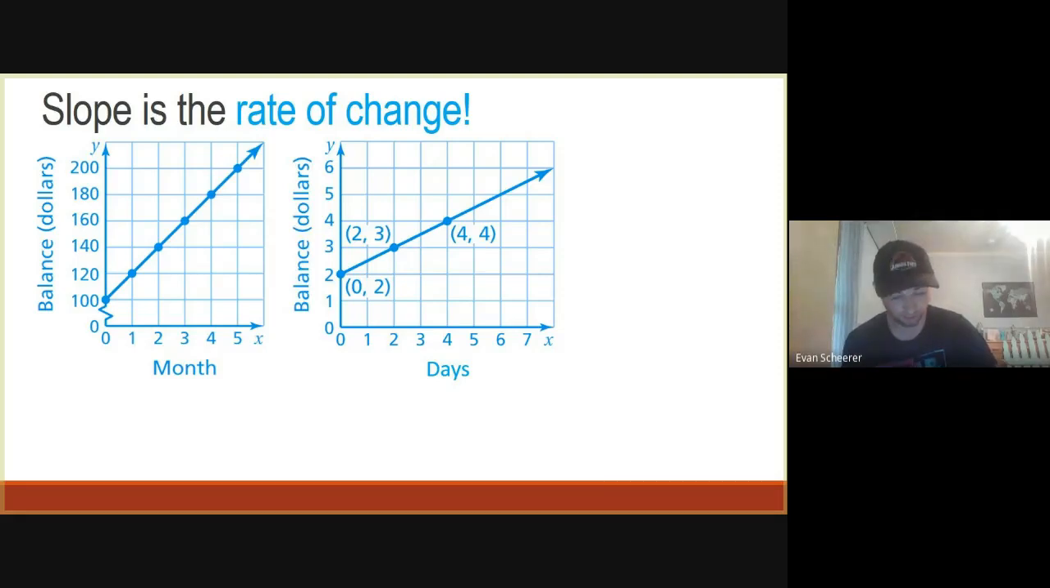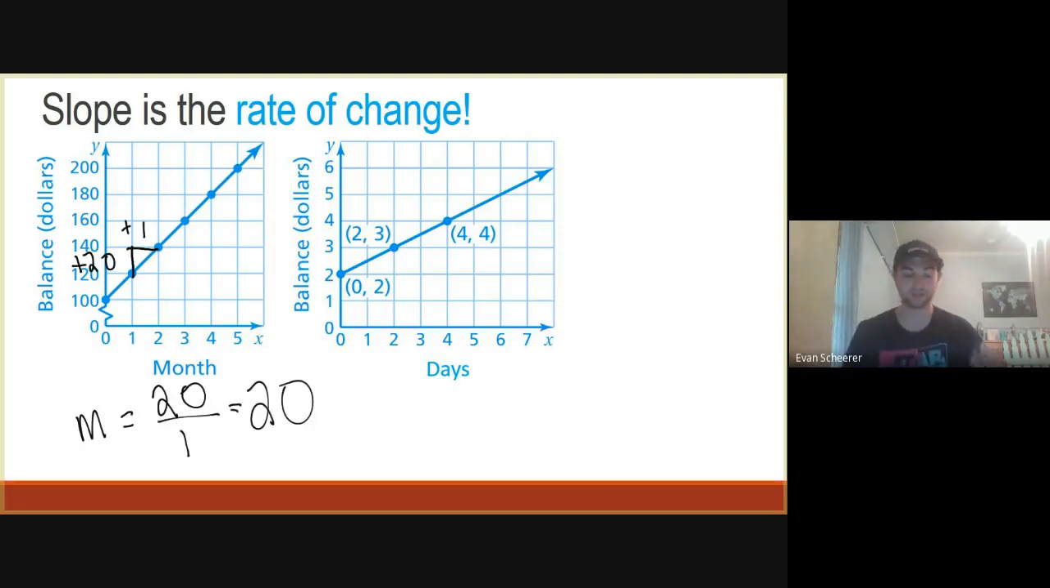So here we go. We're going to rise up that amount, and then we are going to run over from one point to another. So notice here we went plus 20 because we went from 120 to 140, and then we went from 1 to 2, so we went plus 1. So the slope here, we rose 20, we ran 1. Well, 20 divided by 1, yep, just 20. So our slope for the first one is just 20.